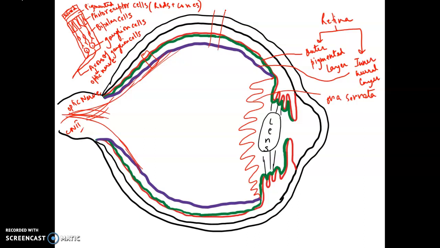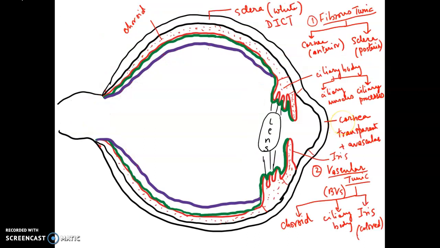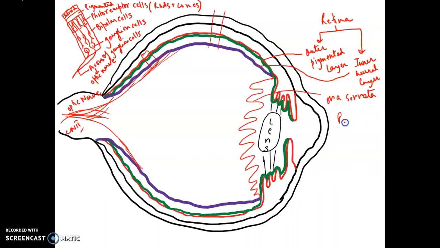Okay, now let's talk a little bit more about rods and cones. We'll start with rods first. It's a photoreceptor cell, we know that. Rods are rod-like in shape. We have way more rods in our eye or in the retina as compared to cones. So they are very, very abundant. Rods are responsible for dim light vision. Rods cannot help us to distinguish color.